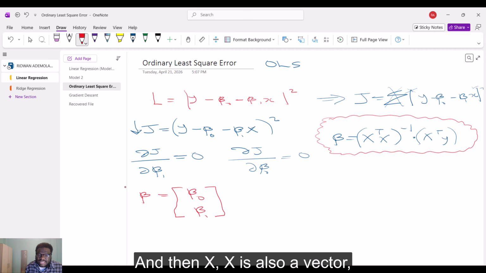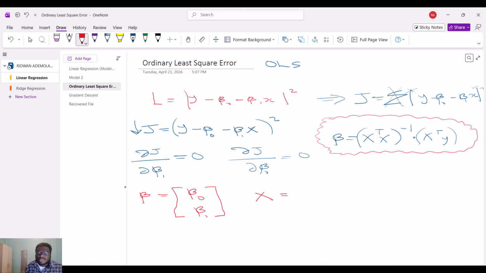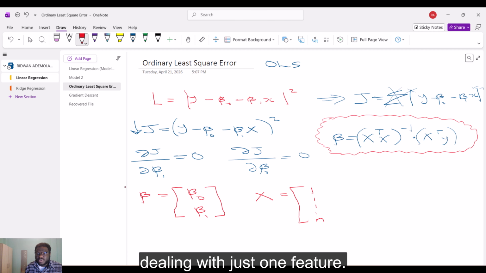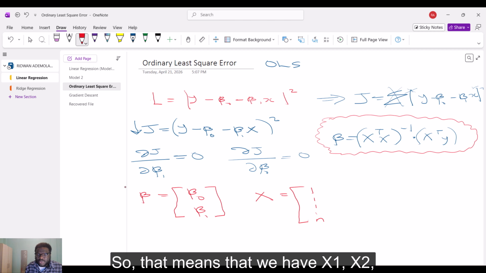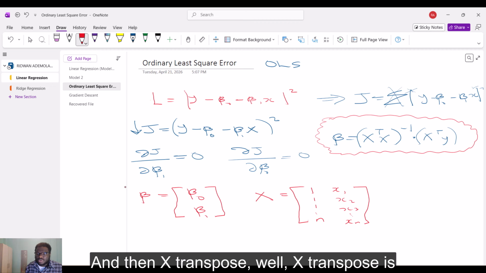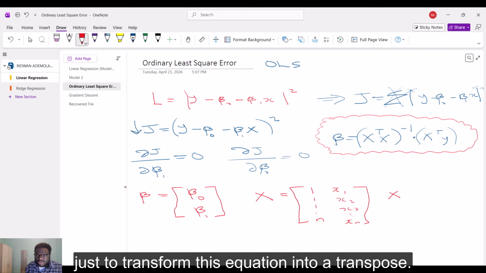And then X is also a vector, that is the feature vector. So it will comprise a series of 1 up to, let's say, n. And in our case, we are dealing with just one feature. So that means we have x1, x2, x3. In this case, there will be small letters. And then X transpose is just to transform this matrix into its transpose.